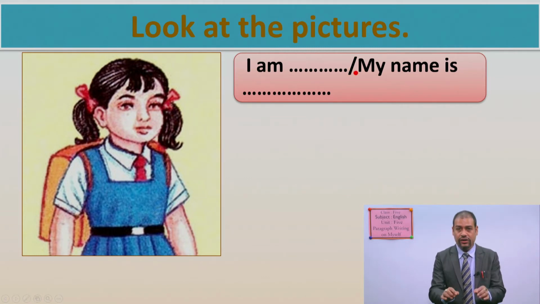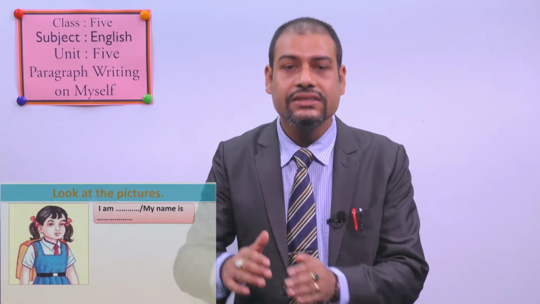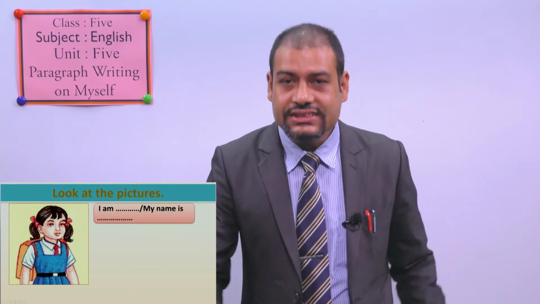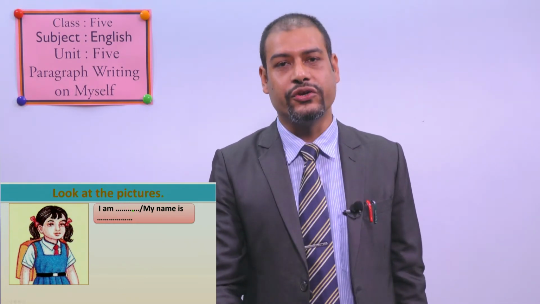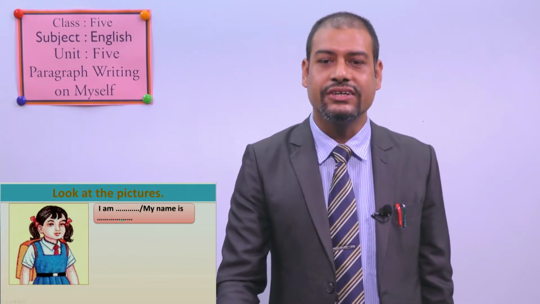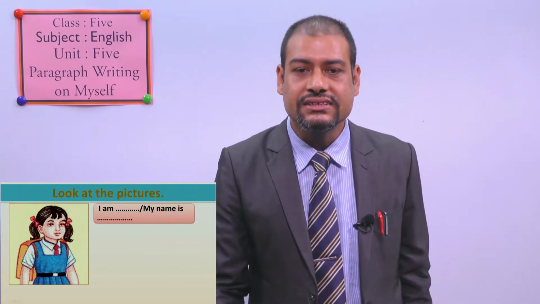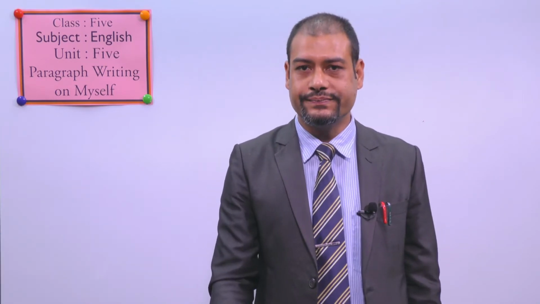We are going to learn to write a paragraph, okay? So you have to guess what we are going to write down. I am. So it means you can also write it down in your exercise book. I am your name, or you can write down my name is, and then your name, okay? It is written by this girl, the student. Now another thing I want to show you.